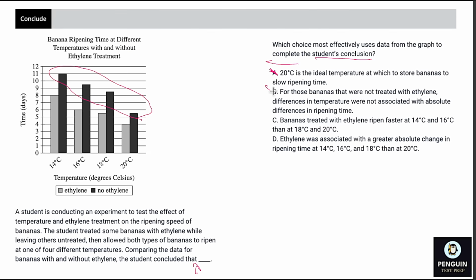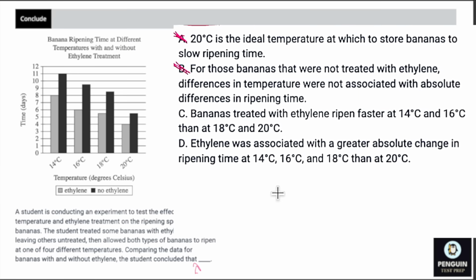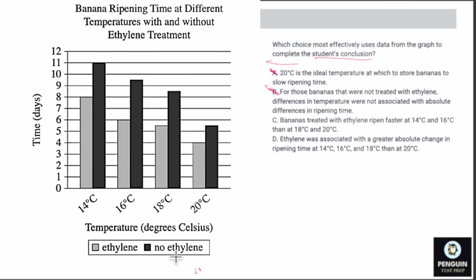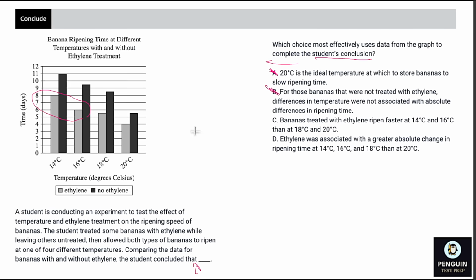So that's not true. Looking at choice C, bananas treated with ethylene ripen faster at 14 and 16 than 18 and 20. Let's look at 14 and 16, so the first two. And it says treated with ethylene, so that would be the gray bar. Ripen faster. They do not, they ripen slower. 6 days, 8 days, that is slower than 5.5 days and 4 days. So that is not true. And by process of elimination, we know that D is going to be the answer.